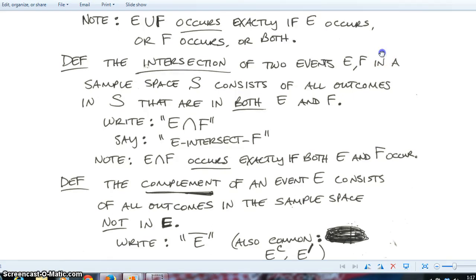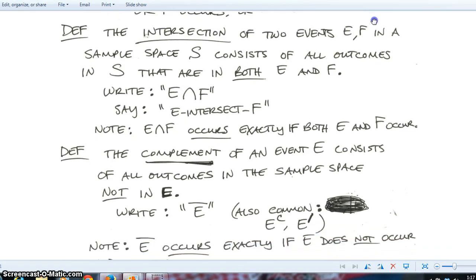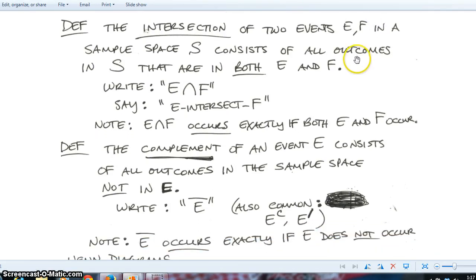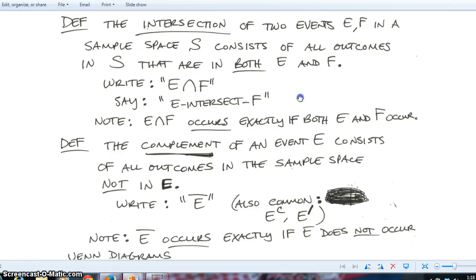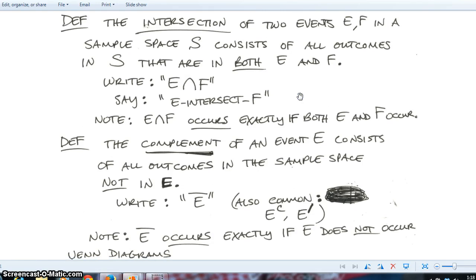Okay. I'm going to go through all three definitions and then we'll do some examples later. So let's get to the second one, the intersection. The intersection of two events consists of all the outcomes that are in both events. So you have to get into both events to be in the intersection. And the notation here, you just turn that bowl-shaped U upside down, and it becomes E intersect F. So we say E intersect F occurs exactly if both E and F occur. So it's the outcomes that are common to both events.